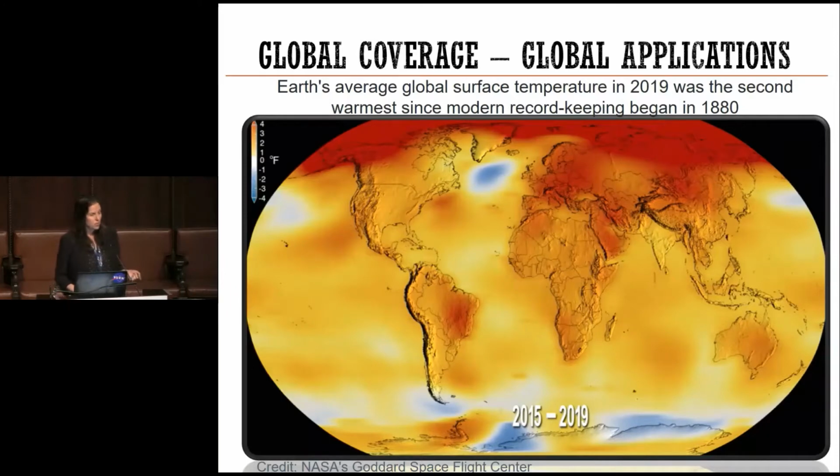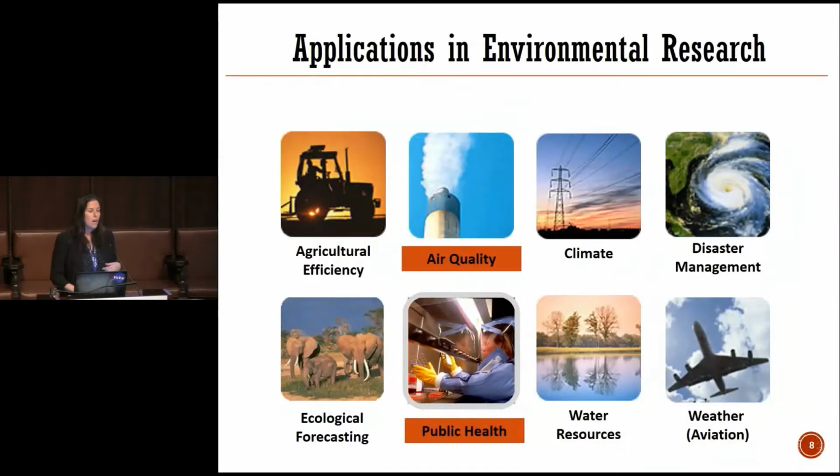Following global applications, I will talk today on more local and regional applications in environmental research. Satellites have been used in many fields: agriculture, disaster management, weather, water resources, and ecological forecasting. Today I will talk about air quality and public health use.